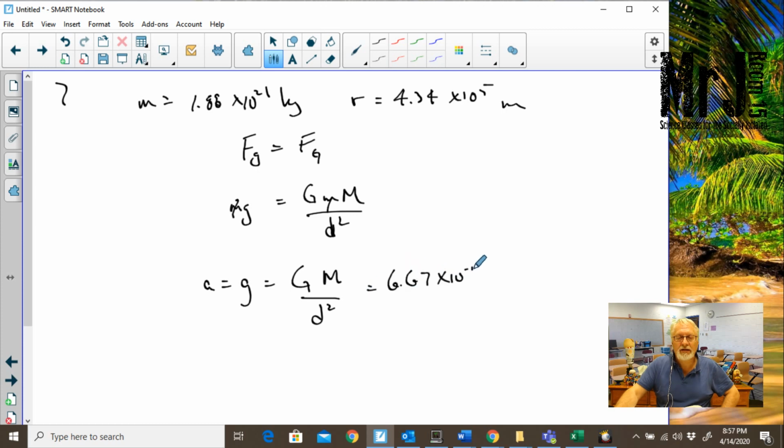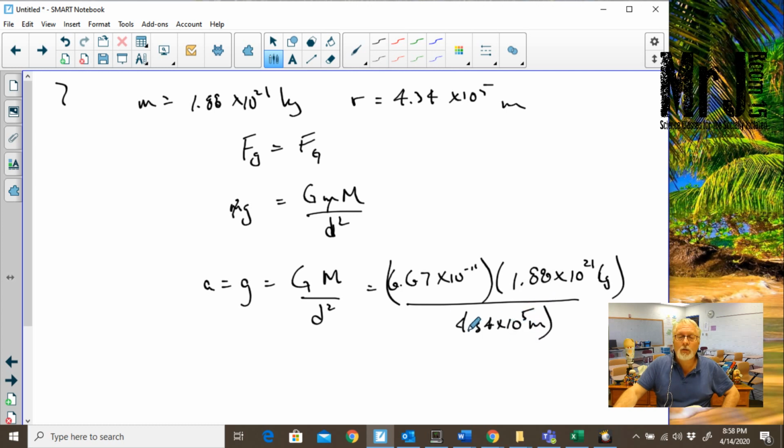6.67 times 10 to the negative 11 times the mass of the planet, 1.88 times 10 to the 21 kilograms. That's less than what the Earth is, right? 10 to the 24th, so we're 1,000 times less. So the force of gravity is going to be that much less. And the radius, 4.34 times 10 to the 5th. Well, this is smaller as well. Don't forget to square that. Easy, common thing, like, whoa, make sure you square. It's easy to miss that. Even in your calculations, people will write things out like that and then just fail to do it.